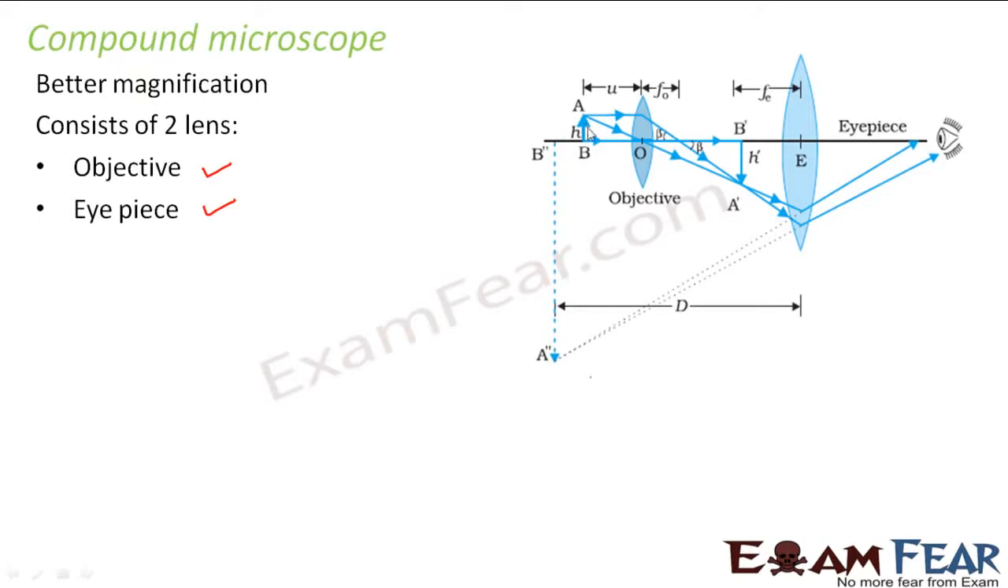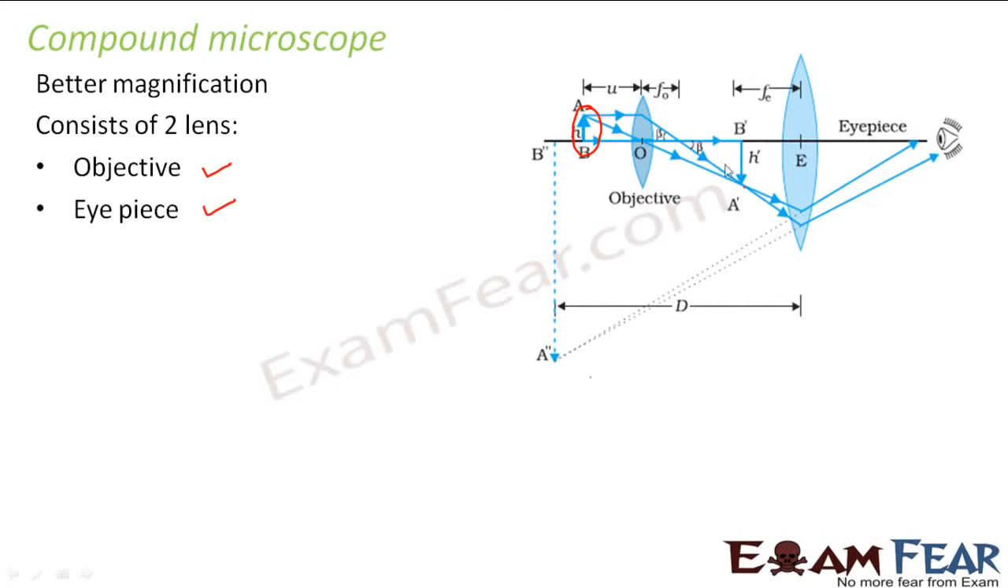Now when this is my object AB, the first lens forms this image B dash A dash. This image B dash A dash formed by the first lens is a real inverted image, and it acts as an object for the second lens. As a result, the final image B double dash A double dash is formed. If you compare the size of the original object AB and the size of A double dash B double dash, you can see to what extent it got magnified, because it got magnified twice. First it was magnified by the objective and then again by the eyepiece.